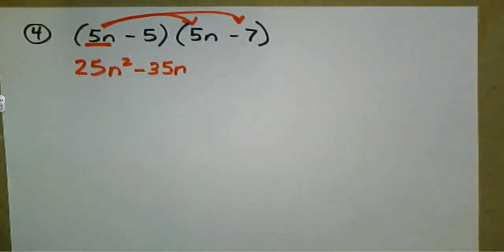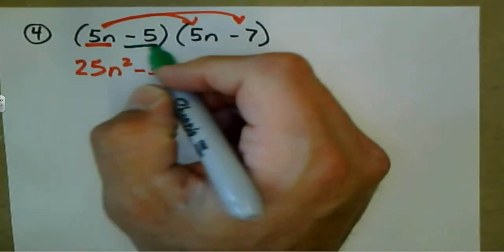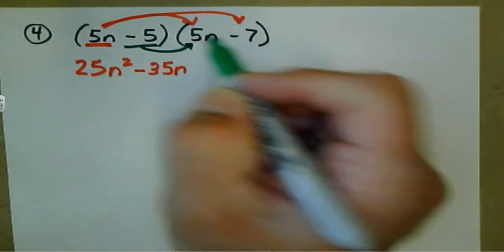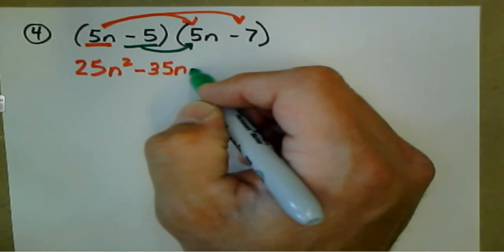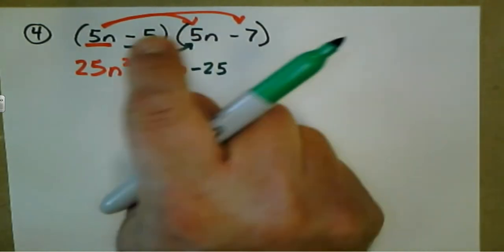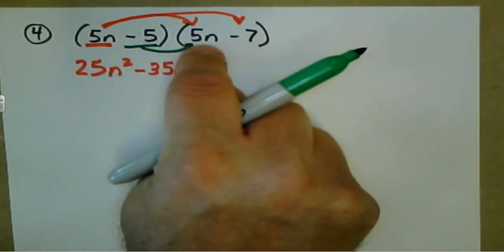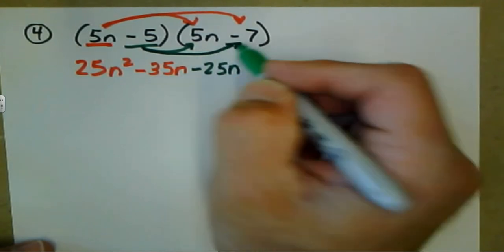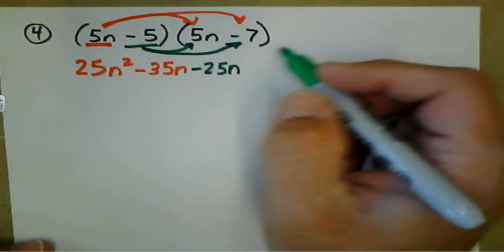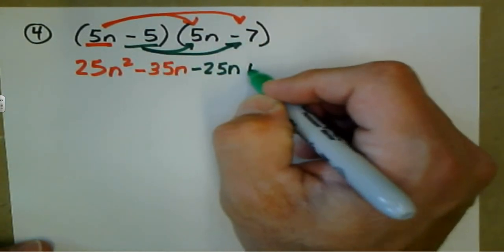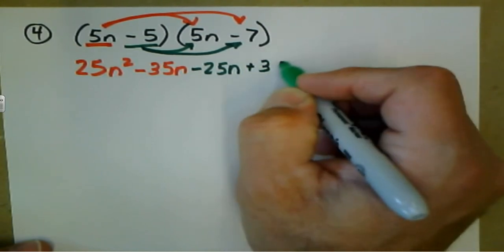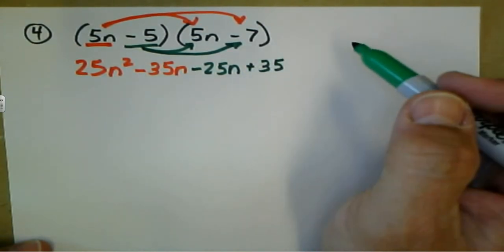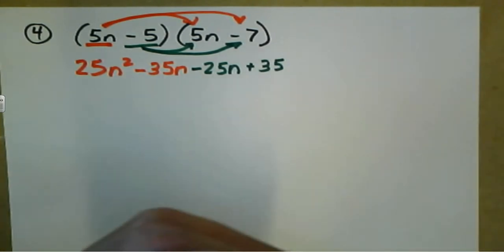Go to the next one. -5. Make sure you take the negative. -5 times 5 is -25. How many n's do they have together? Just 1. And then we're going to go -5 times -7. Make sure you take the negative with it. Just 35, right? Because a negative and a negative is positive.